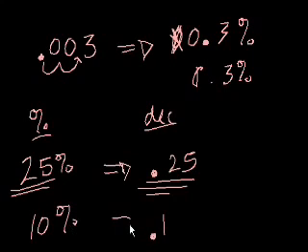And how did I do that again? Well, I said 0.1. I added an extra 0 because I'm going to have to move the decimal space over to the right twice. So I go 1, 2, and I get 10%.